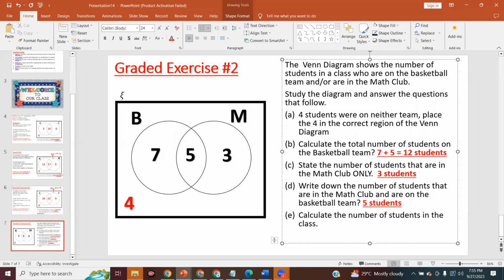All right, they want the number in the whole class. So it's going to be 7 plus 5 plus 3 plus 4. So it's 19 students. Yes, 19 students. Who all got 19?